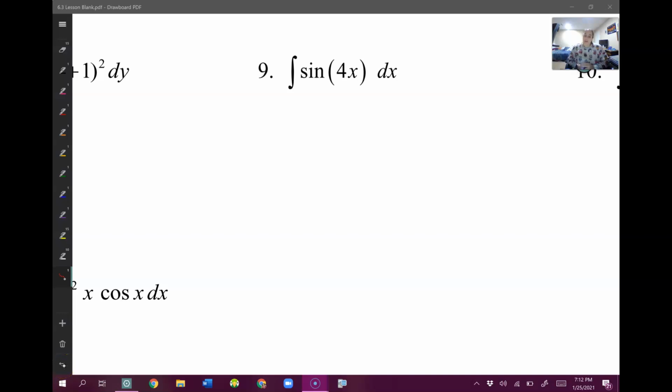Let's do some more examples of u substitution. We are actually going to skip number 8 for just a little bit and go to number 9. Now, I'm just going to give you a hint to start off, and then I want you to try and finish this problem on your own.